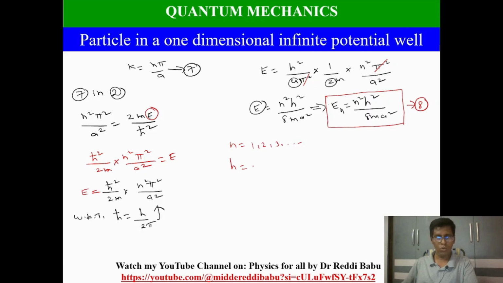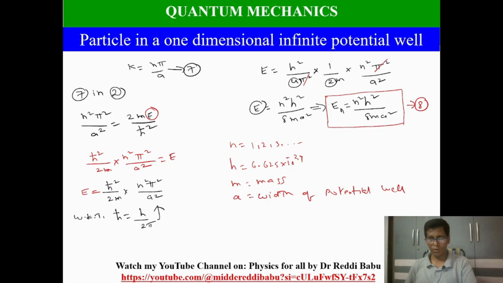h is equal to Planck's constant. We know the value 6.625 into 10 power minus 34. m is equal to mass of the particle. And what is the meaning of a? a is the width of the potential well. Okay, write the equations properly in your notebook and understand clearly.